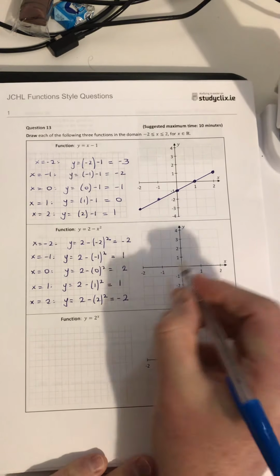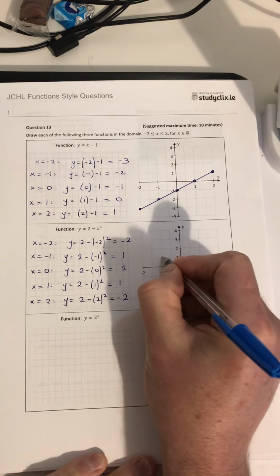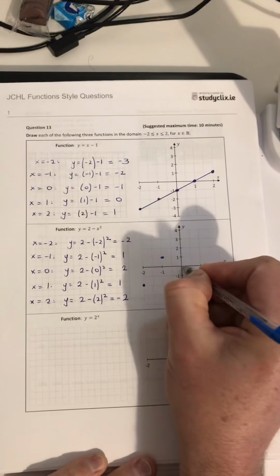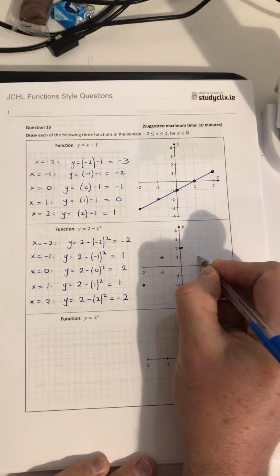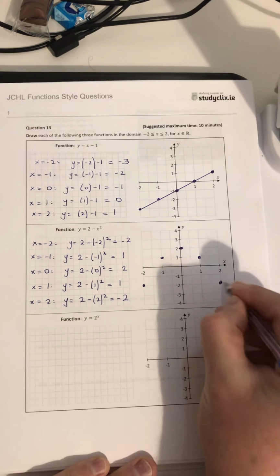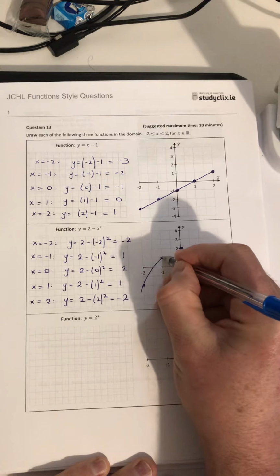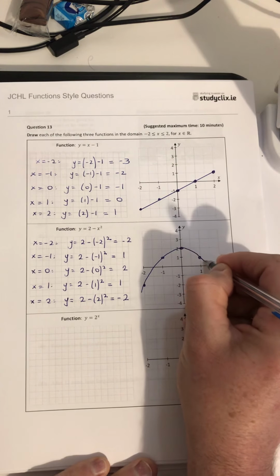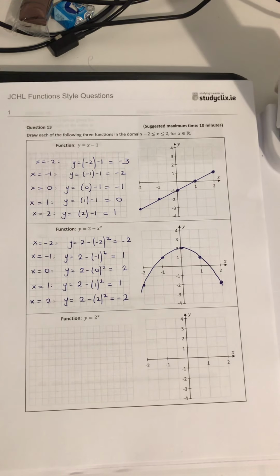So -2 down to -2, -1 up to 1, 0 up to 2, 1 up to 1, and 2 down to -2. So when you join your graph, you should get something like so. And that's your quadratic function.